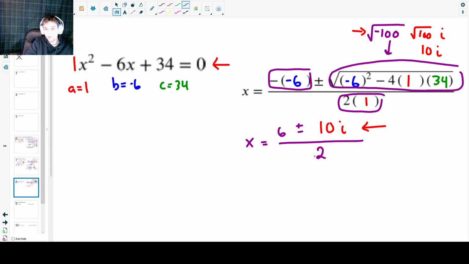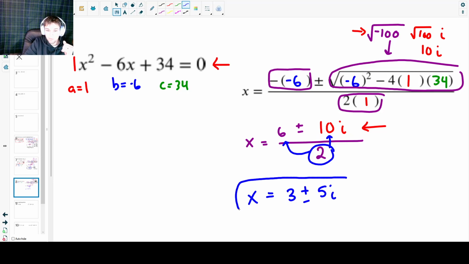All right, let's see what we can do to simplify this. This time, dividing through with this number does work. These are both divisible by 2, so we can go ahead and simplify this down. 6 divided by 2 is 3. 10i divided by 2 is 5i. So that is our simplified complex solution. This is a complex number solution.